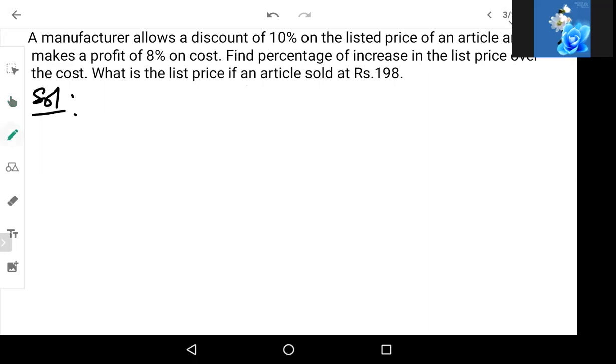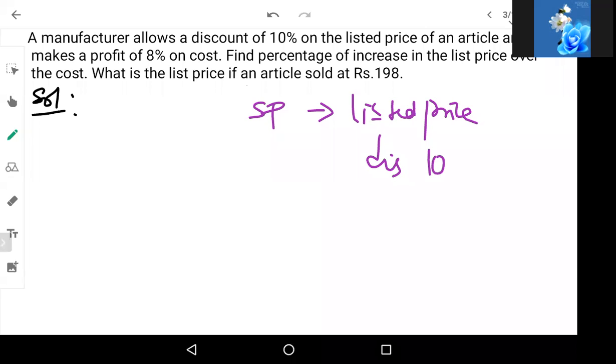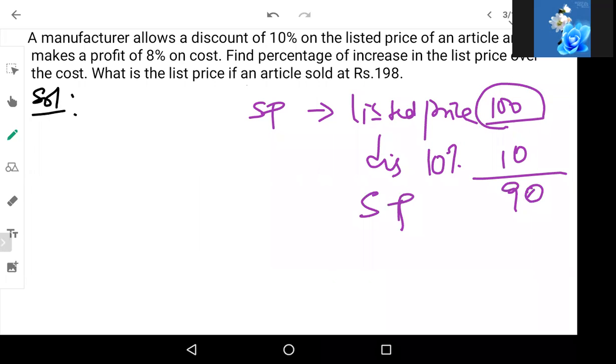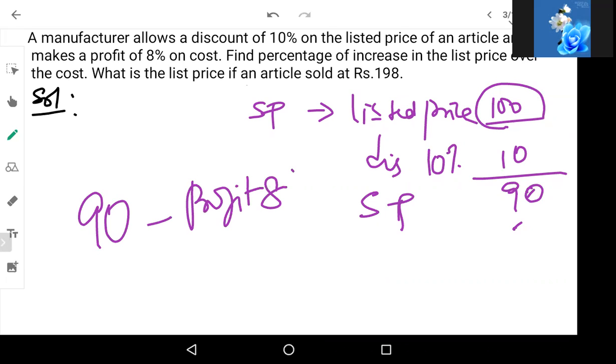So, in this question, a manufacturer is allowing a discount on listed price. Now, listed price is the price which he wants to sell. Okay, he is giving a 10% discount on listed price. Now, listed price, let's say if it is 100, 10% discount is 10, so 90 rupees. He's selling the product at 90 rupees. Okay, now even at 90 rupees, he's making a profit of 8% on cost price. So cost price is even lower.